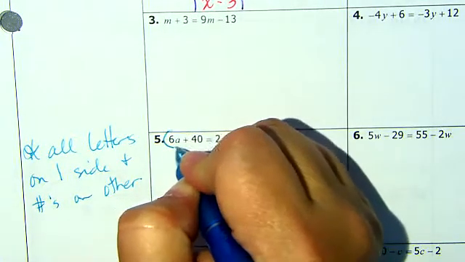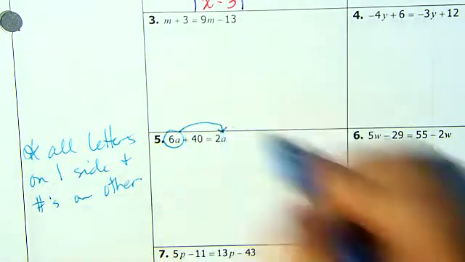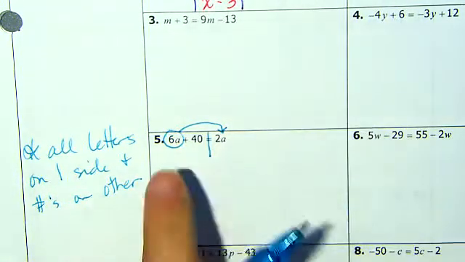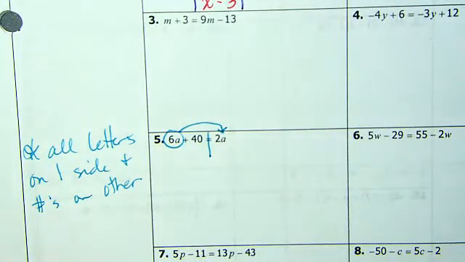That means I'm going to need to move the 6a to the right. All right. I want to make 6a equal 0.